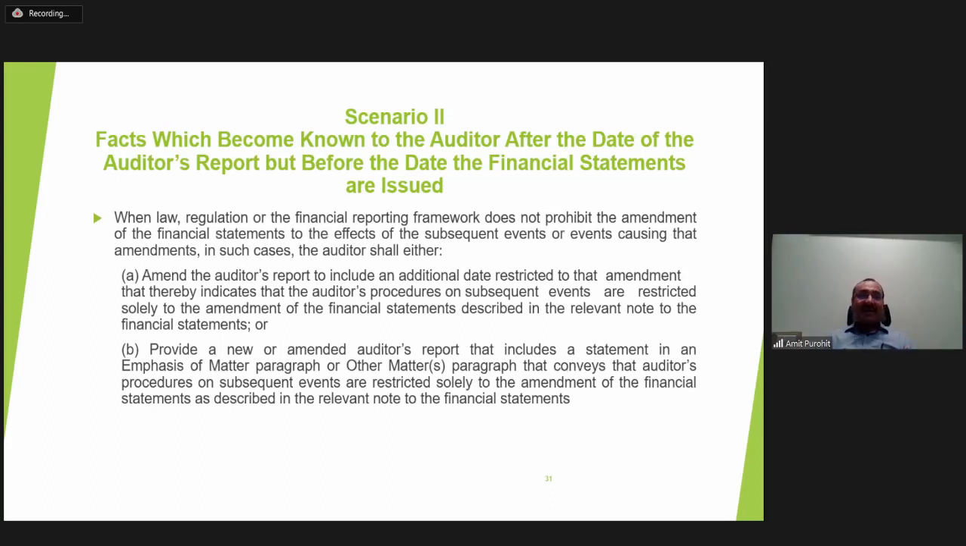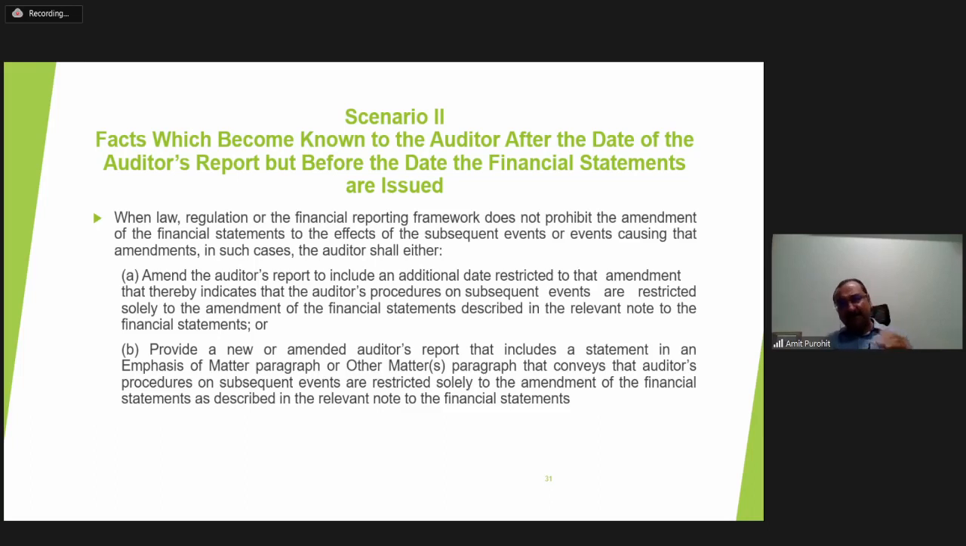When the law or regulation of the financial reporting framework does not prohibit the amendment of the financial statements. So say, for example, if management and the auditor come to a conclusion that there is a subsequent event which requires adjustment in the financial statements, then what will they do? Now, if the law or the regulation allows revision or amendment of the financial statements to give the effects of the subsequent events, then the auditor shall either amend the auditor's report to include an additional date restricted to that amendment, that thereby indicates that the auditor's procedures on subsequent events are restricted solely to the amendment of the financial statements described in the relevant note to the financial statements.